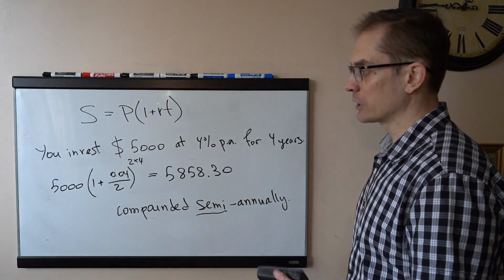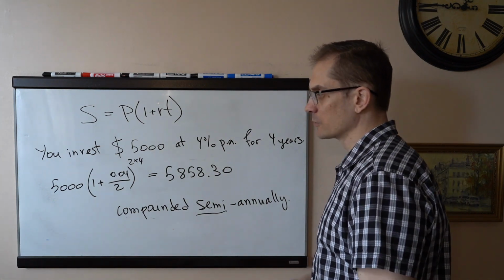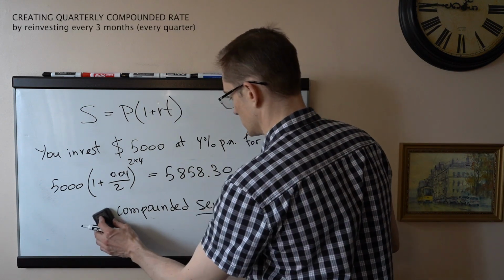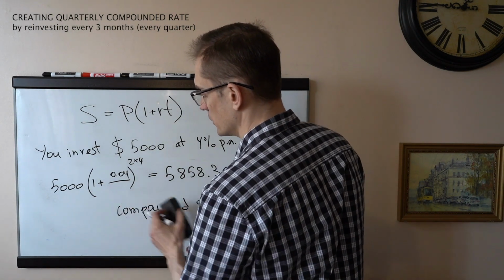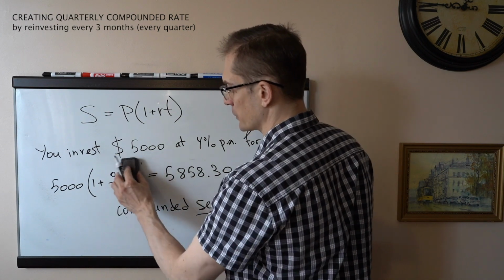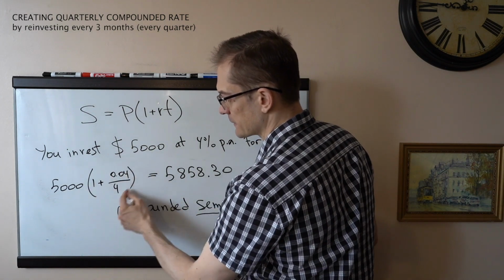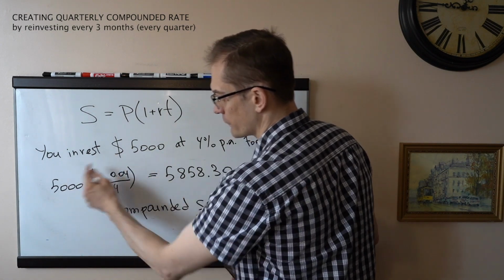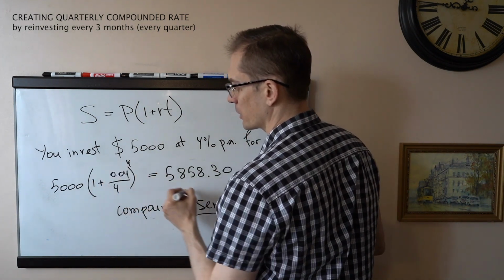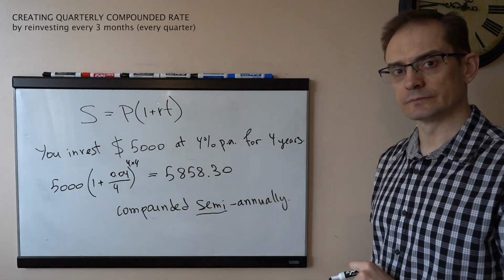Okay, but now you can say to yourself, I can be smarter about this, right? I can reinvest this amount more frequently than just every half year. For example, every quarter. So if you do that every quarter, of course, you will divide here by 4, because after the first quarter, which is 3 months, you will find the simple future value of the first quarter, and then you will reinvest it again.